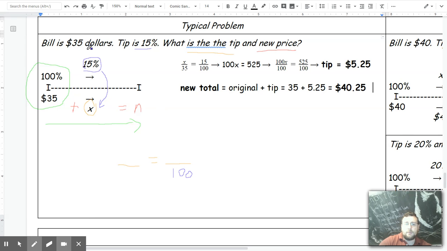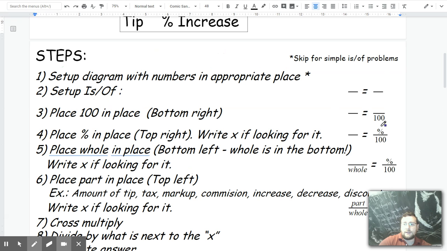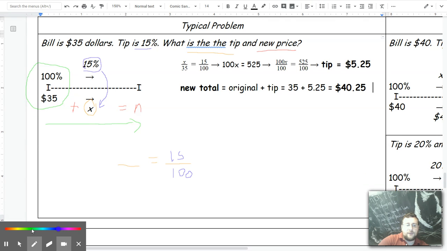Then I find in the problem my percentage, and I already have it there. It's that 15%. So I'm going to put that on the top right, because that's the next thing I'm supposed to do: place the percentage in place. And I have a number associated to it, so I put it in place. The next step is to place my whole, or my original value, on the bottom left, because the whole is on the bottom. The original value is $35, so I know that's $35. That's the original value, and so I'm going to put that on the bottom. The whole goes on the bottom.